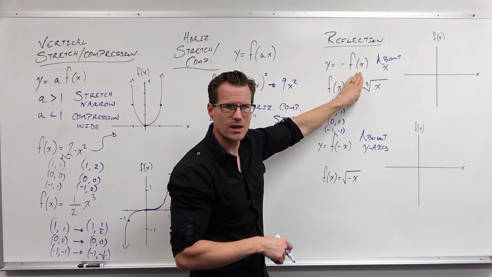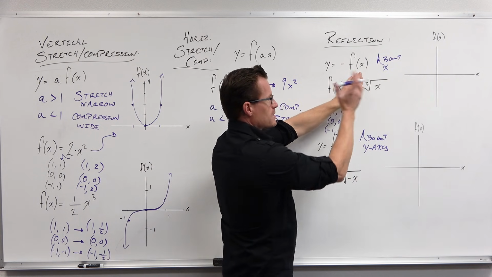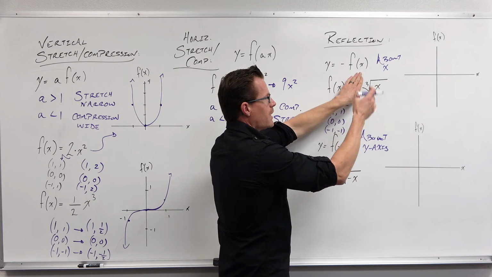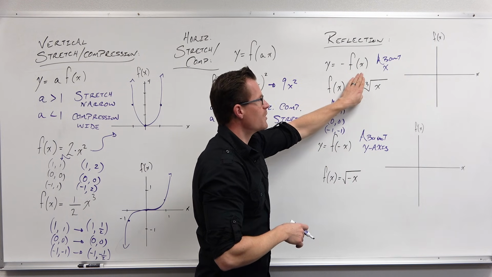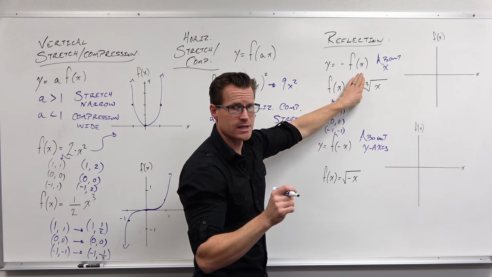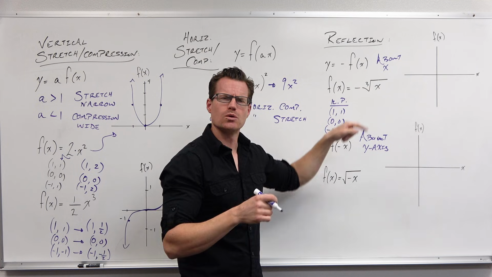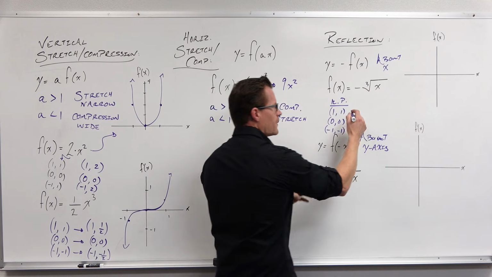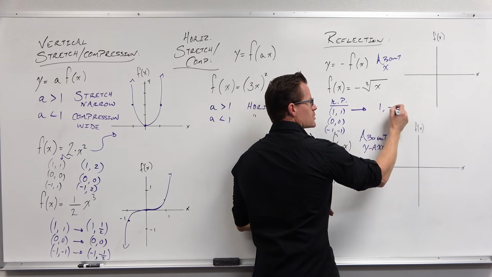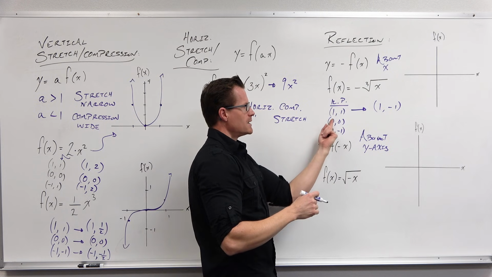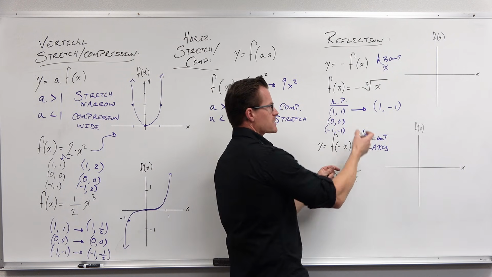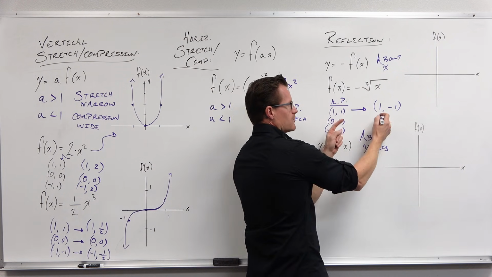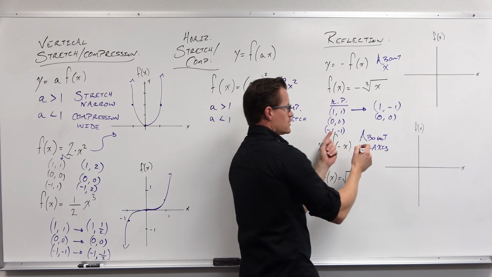It's not affecting the input. I'm telling you, you're telling me I'm going to plug in the same input, no problem. So plug in 1 or 0 or -1, no problem. But this says take whatever the output value is and change the sign. So take your key points, take whatever the output values are, and change the sign. Not the 1, not the 0, not the -1 as far as inputs, but the 1 for an output becomes -1. 0 does not change.